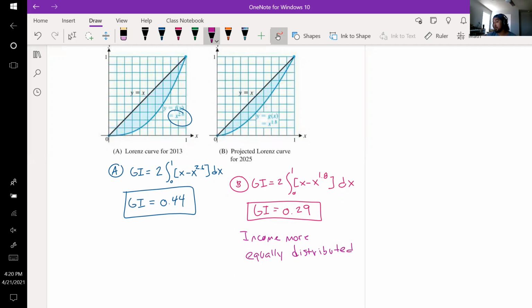So yeah, in 2013, the Gini index was 0.44. So that's still not a bad number, but not all income was possibly being equally distributed. And then in 2025, it is predicted that the Gini index will go down to 0.29, which means the closer you are to 0, the closer you are to having income more equally distributed. All right, and that's it. That's 13.1.